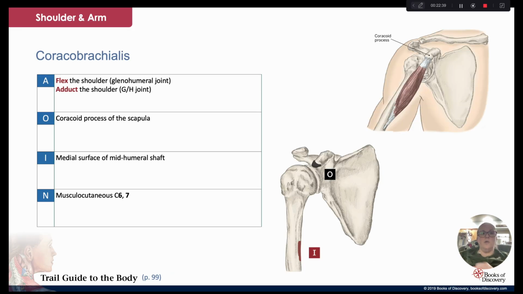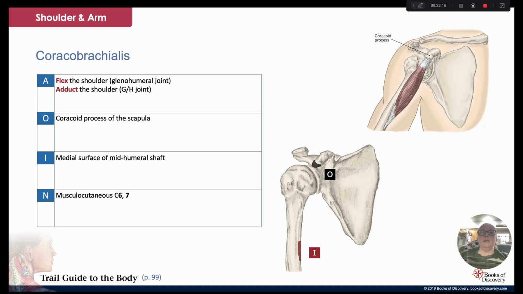This is a fun one. Coracobrachialis. Break down the word. Don't know what it means? Coraco, think of coracoid process. So that's probably telling you that it has something to do with the coracoid process of your scapula. Brachialis, brachii means upper arm. So this is an upper arm muscle that has something to do with your coracoid process. So the actions: flexes your shoulder joint and adducts the shoulder joint.